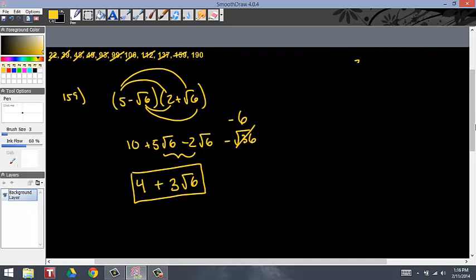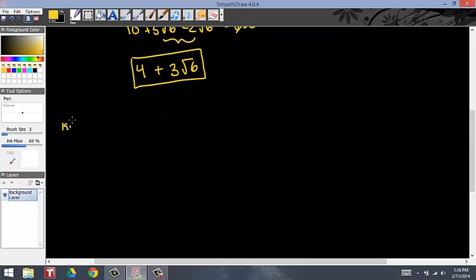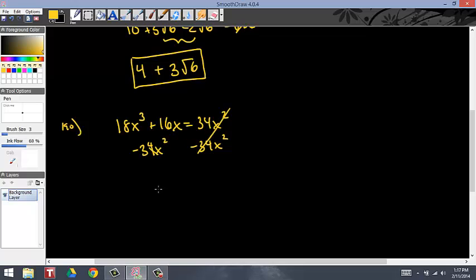190. Okay, this one's a bit of a factoring bear. 18x to the third plus 16x equals 34x squared. Okay, I'm going to subtract 34x squared from both sides because whenever you have a bunch of different x terms, it's always good to get all the x's to one side. So I'm going to get 18x to the third minus 34x squared plus 16x equals 0.